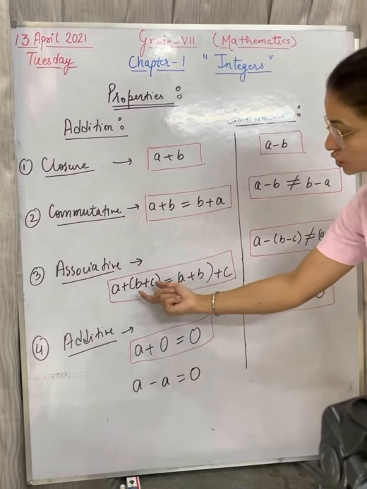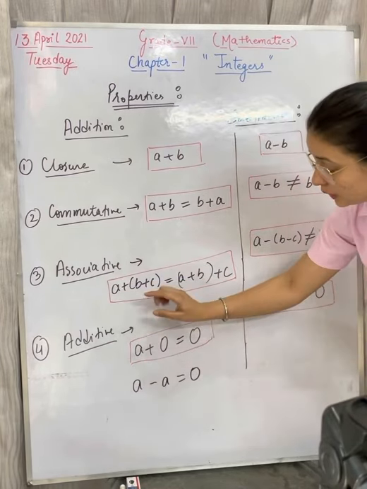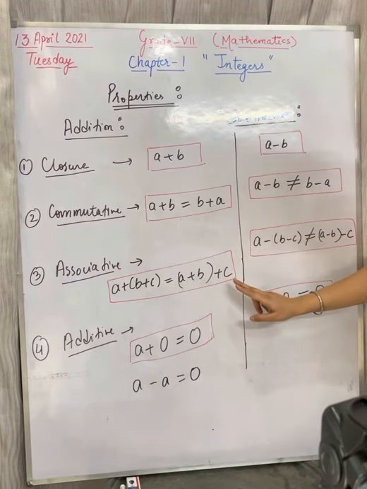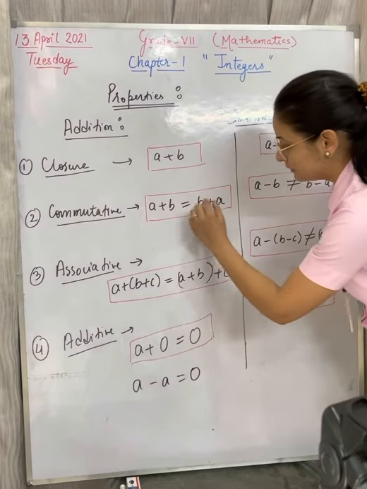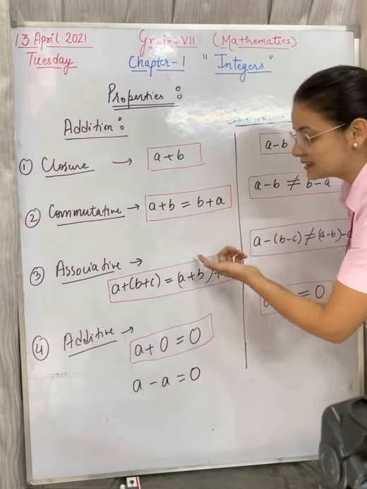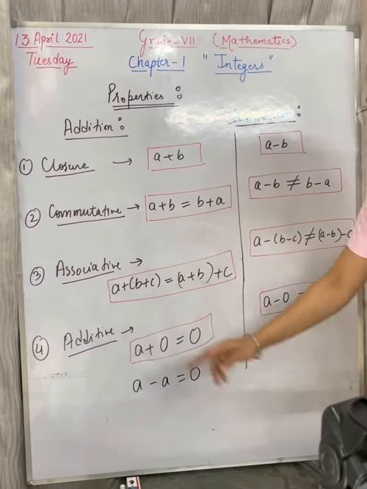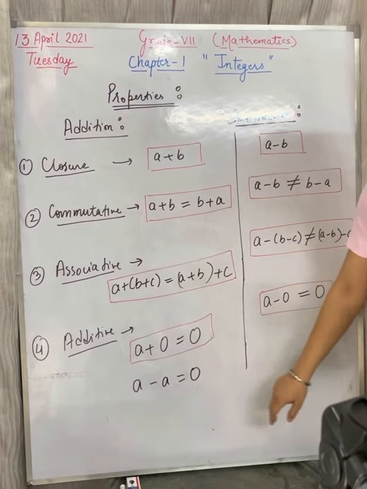Associative property: (a plus b) plus c is always equal to a plus (b plus c). You have to solve this bracket and then add with c. Your answer will be exactly the same if you solve this other bracket and then add with a. If you write the brackets here or here, the answer will again be the same. Last is the additive property. In the additive property we have discussed additive identity and the inverse.